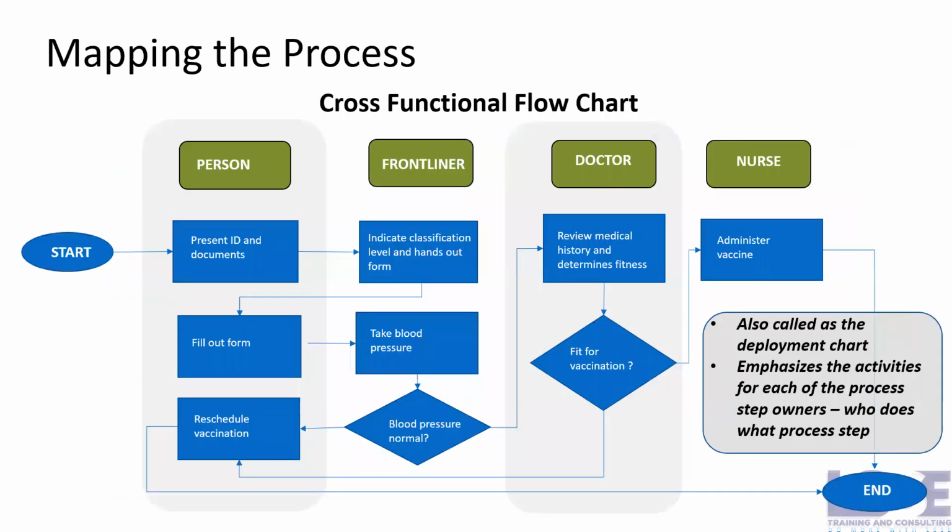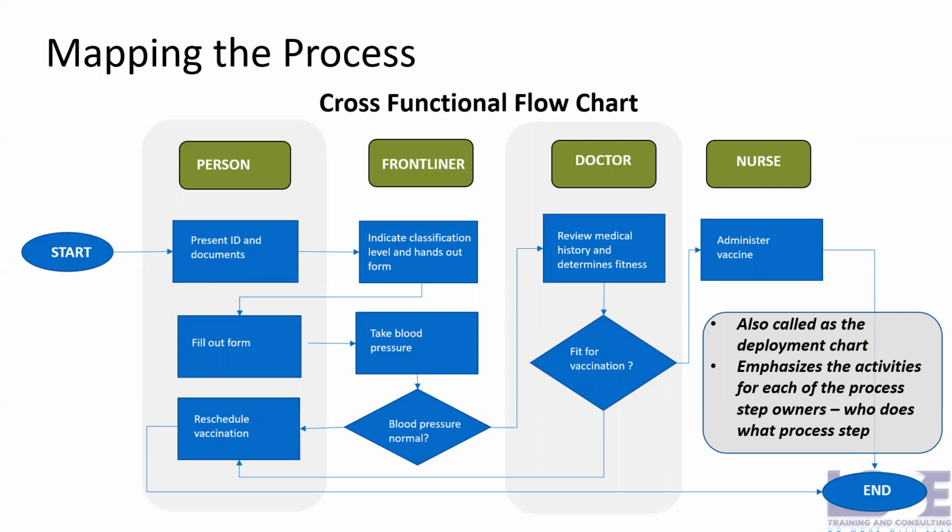Okay, another variation of the flowchart is what we call a cross-functional flowchart. It's just like a flowchart, but the added level of information is you are segregating the task based on the person who is doing the task. So in this case, it is just the same flowchart that was shown earlier on vaccination, but this time it is indicated to show who is doing the action.